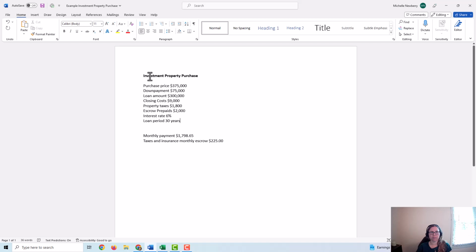So basically, I set up this example scenario because it always helps to walk through something with actual numbers, and then you can change the numbers to your own amounts. So I've got a purchase price of 375,000 with a 20% down payment of 75,000, so that leaves a loan amount of 300,000. And then I put some other data in here related to closing costs and things like that, and it has an interest rate of 6%.